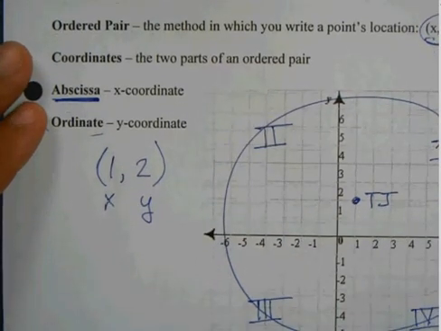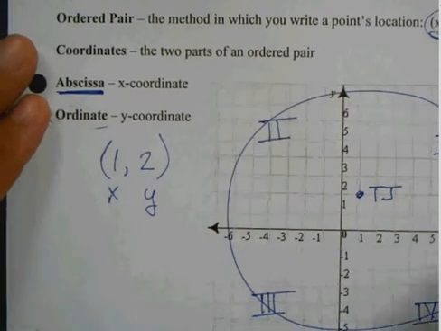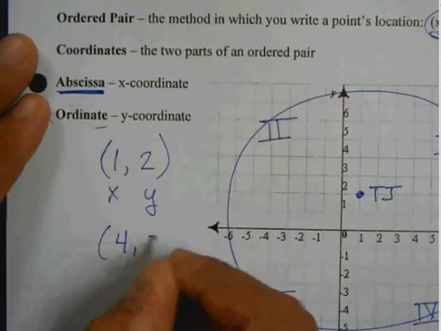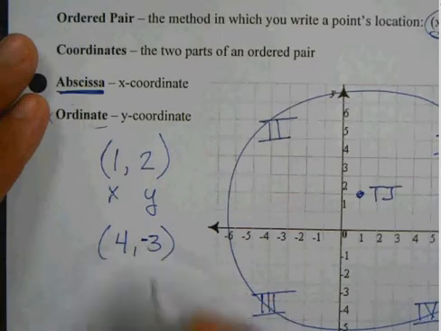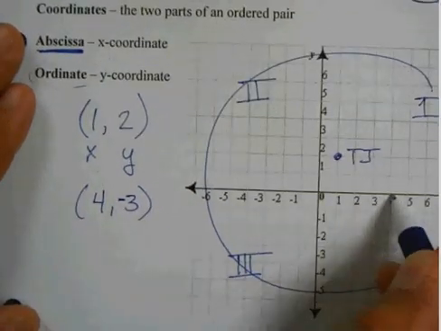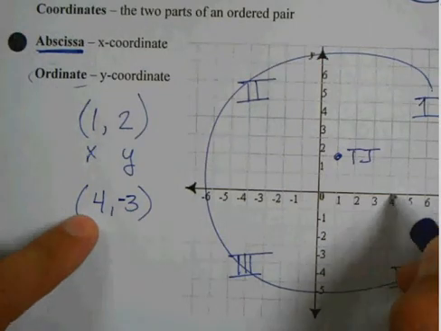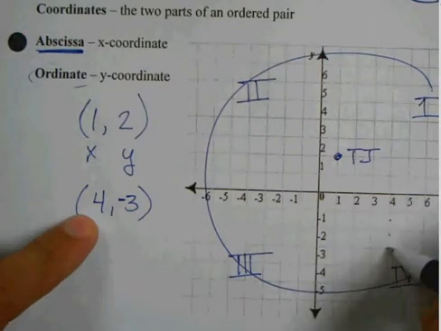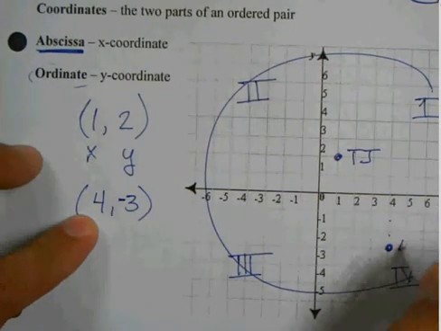All right, Ethan, what's your birthday? April 13th. So we're going to go with 4, 3. And let's make one of them negative. That means I go over 4 to the right. That's the x. That's the first value. And then I go down 3. And there's the point E for Ethan.